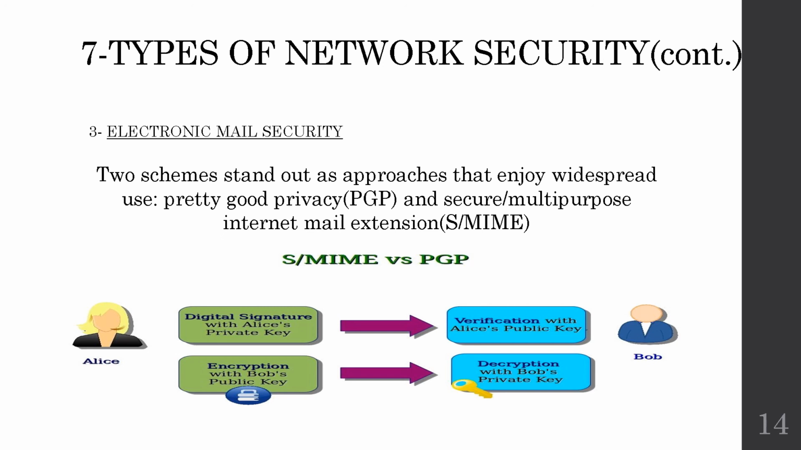It is an open-source, freely available software package for email security. It provides authentication through the use of digital signature, confidentiality through the use of symmetric block encryption, compression using the zip algorithm, and email compatibility using encoding schemes. Second, S/MIME. It is an internet standard approach to email security that incorporates the same functionality as Pretty Good Privacy.